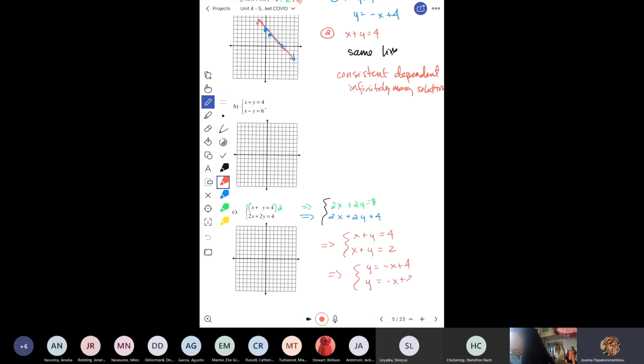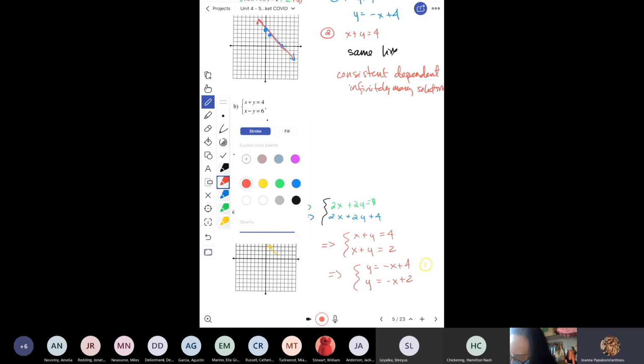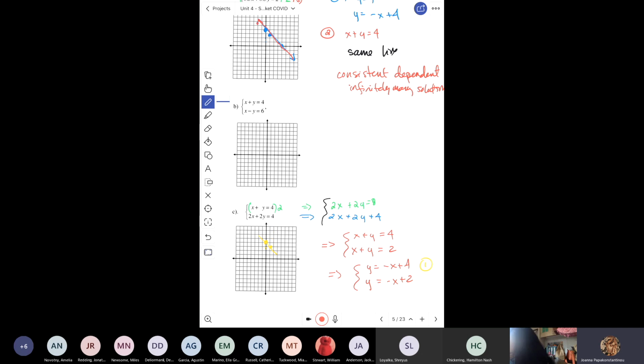I'm putting them both in slope-intercept form. And I see that my first equation has a y-intercept of (0, 4), down 1 over 1. So there's my first equation, hideous. My second equation, the graph, has a y-intercept of (0, 2), same slope. So therefore, I have parallel lines.